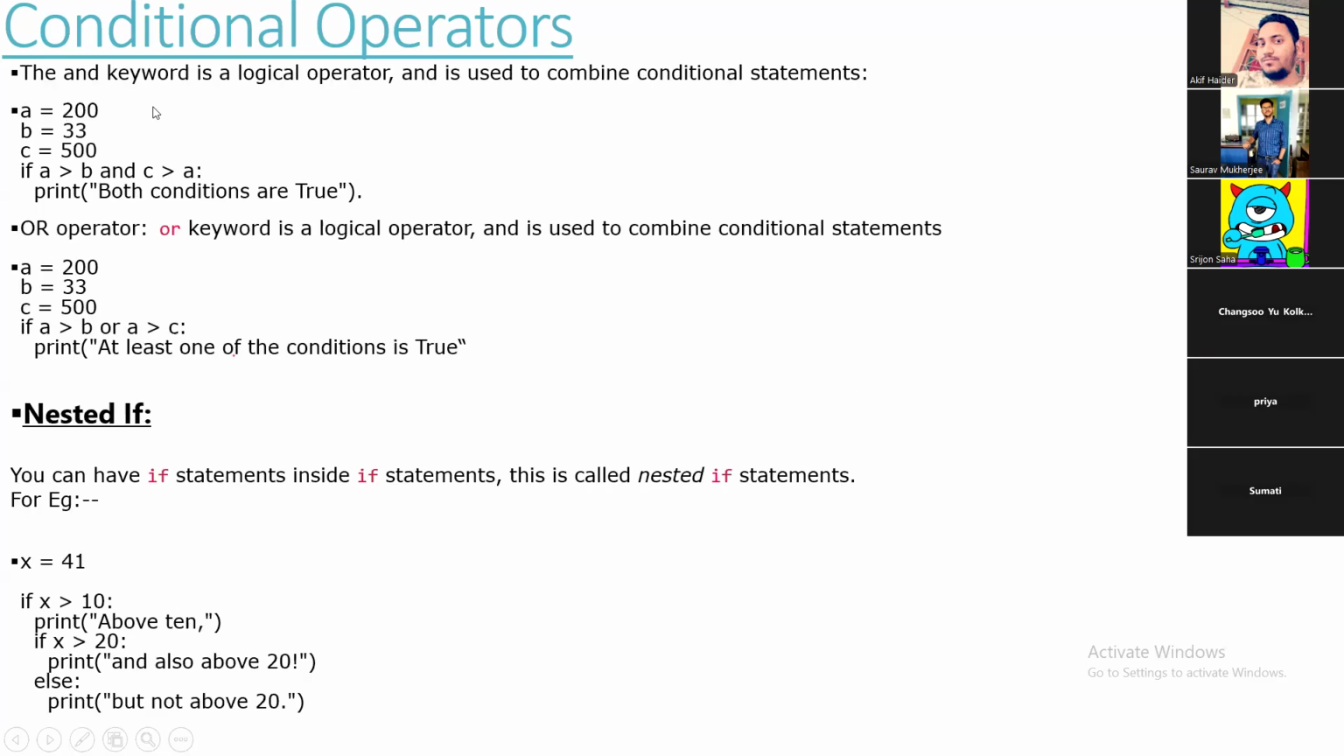So same thing. What is the logical operator? If a equal to 200, b equal to 33, c equal to 500. This is very interesting. If a is greater than b and c is greater than a, definitely then print both conditions are true. So this is called AND. Both conditions are true. And what is the OR operator, if a is 200, b is 33, c is 500? Definitely here a is greater than b, obviously, but a is less than c is not true. So print at least one of the conditions is true. So that's why this is called OR.